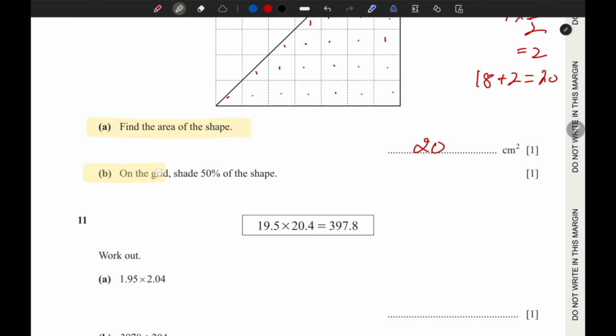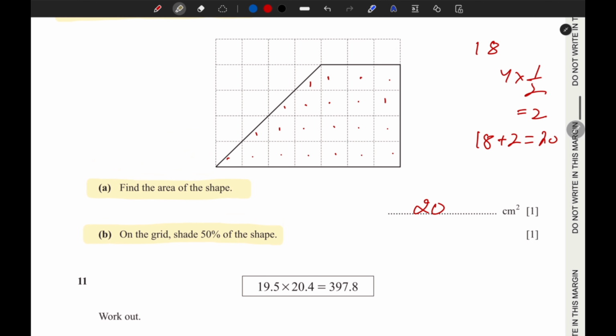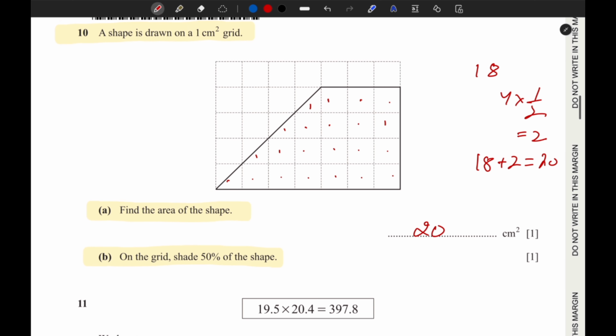Now question B is, on the grid shade 50% of the shape. So see, shading 50% of the shape means the area was how much? Area was 20. So half of 20, basically you have to shade 10. Among these squares we have to shade 10. So we can just count them and then shade the squares. Okay, so we take 1, 2, 3, 4, 5, 6, 7, 8, 9, 10. So this part will be shaded. So this is how you're going to shade these parts. So 10 parts have been shaded.